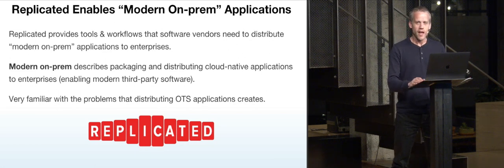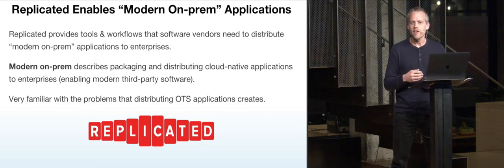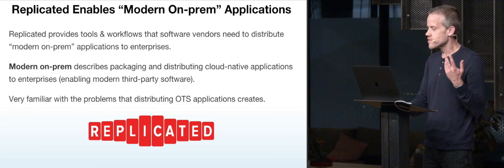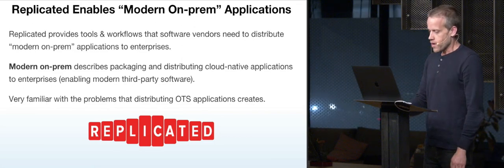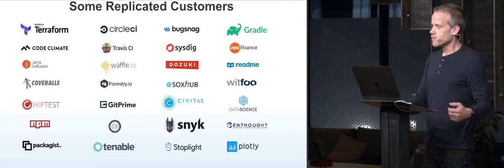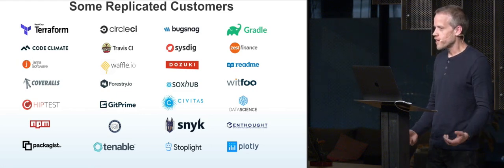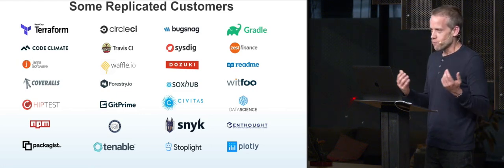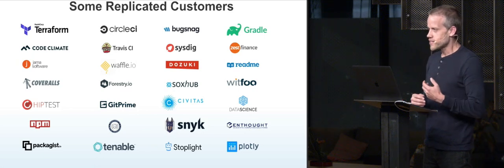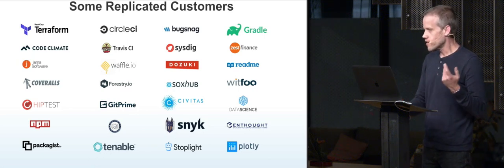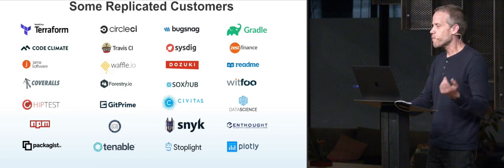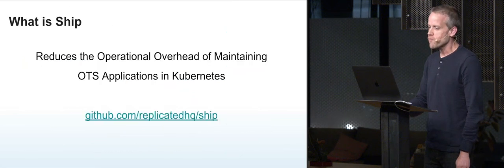But Replicated adds all the functionality that you don't have to do when you're shipping to your multi-tenant SaaS provider around audit logging and support bundles and entitlements and everything. So we deal with shipping off-the-shelf third-party software all the time. Some of our customers who use Replicated today, we work with their end customers a lot to help troubleshoot and get everything up and running and deal with the application lifecycle for off-the-shelf software.